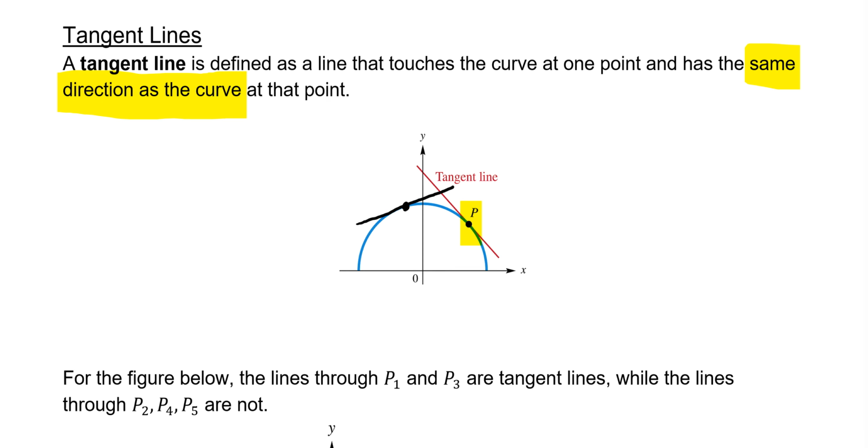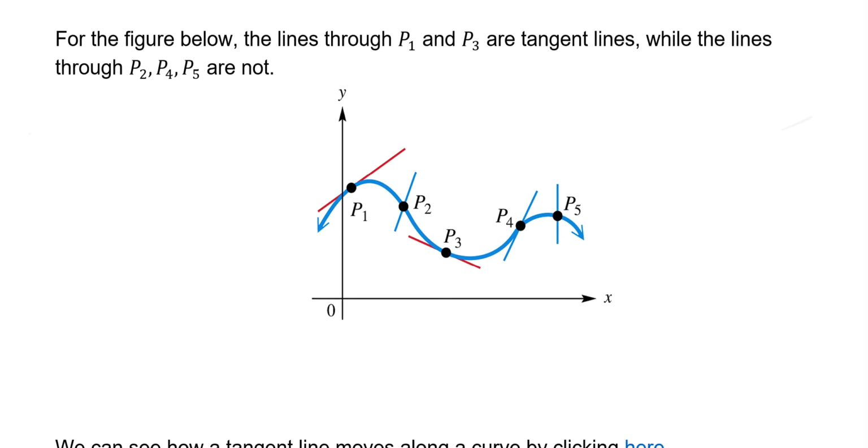You're essentially imagining that you are on a roller coaster and the curve is the roller coaster. The tangent line is the roller coaster car, but it is a straight car going along the curve. So it's touching the curve at that point and it has the same direction as the curve at that point as well. A couple other examples here visually.